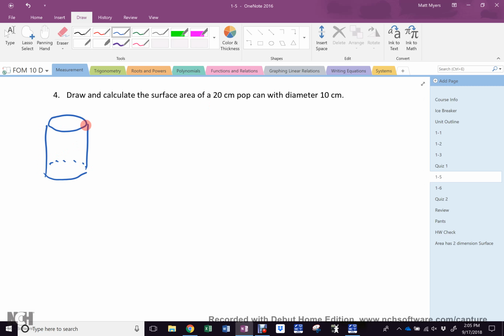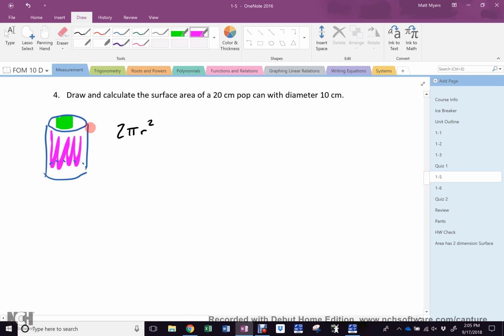Everyone agree? So, if I was doing surface area, how many of those circles are there? 2. And what's the area of a circle? Pi r squared. And then there's the side. We already know that the side is just a rectangle, isn't it?